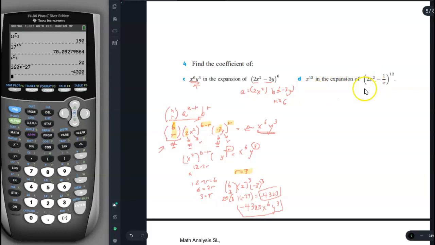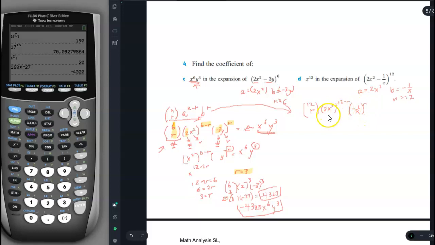All right, so in this case, the a value is 2x squared. The b value is -1/x. The n value is 12, and we don't know what the r value is yet. Then I'm going to fill in the general term formula with everything that I know. So n choose r would be 12 choose r. We don't know what r is yet. A is 2x squared, to the n minus r, which is 12 minus r. And b is negative 1 over x.